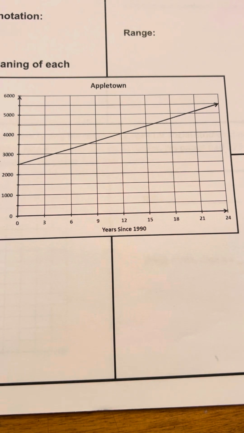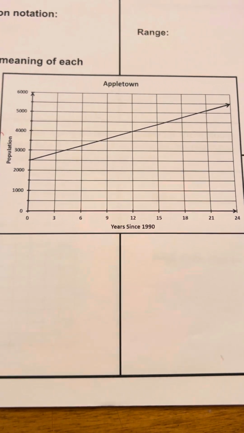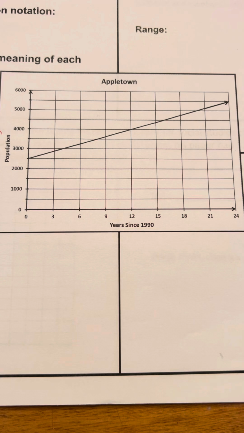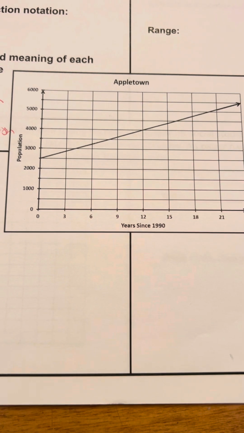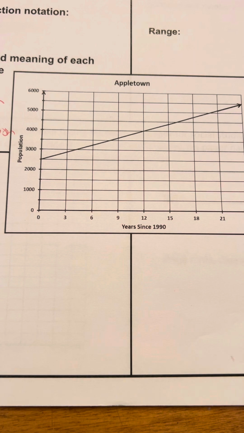Well, hello everybody. I am here doing a real life word problem with all the good things: function notation, domain, range, and the real world meanings. So we are looking at this graph here. This is Appletown, and we have the years since 1990, and then up on the y-axis is the population. So we're going to start off with what the equation is first.